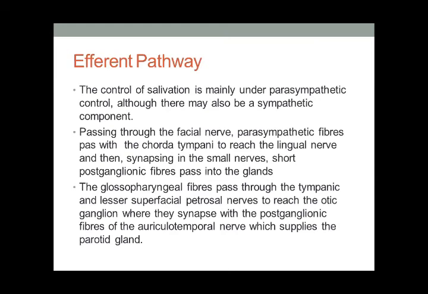The control of salivation is mainly under parasympathetic control, although there may also be a sympathetic component. Passing through the facial nerve, parasympathetic fibers pass with the chorda tympani to reach the lingual nerve and then synapse in the submandibular ganglion, and short postganglionic fibers pass into the glands. The glossopharyngeal fibers pass through the tympanic and lesser superficial petrosal nerve to reach the otic ganglion, where they synapse with the postganglionic fibers of the auriculotemporal nerve, which supplies the parotid gland.